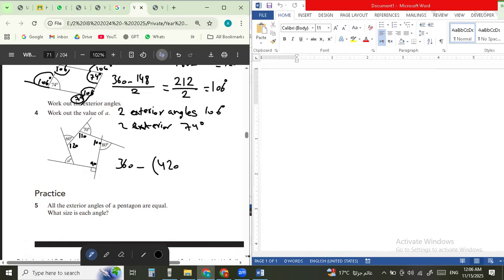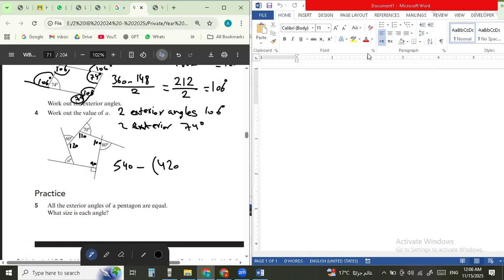Mister, you made a mistake. This is not a quadrilateral. It is a pentagon. The sum of the interior angles of a pentagon is not 360. 360 is for quadrilaterals. So the pentagon is 540.